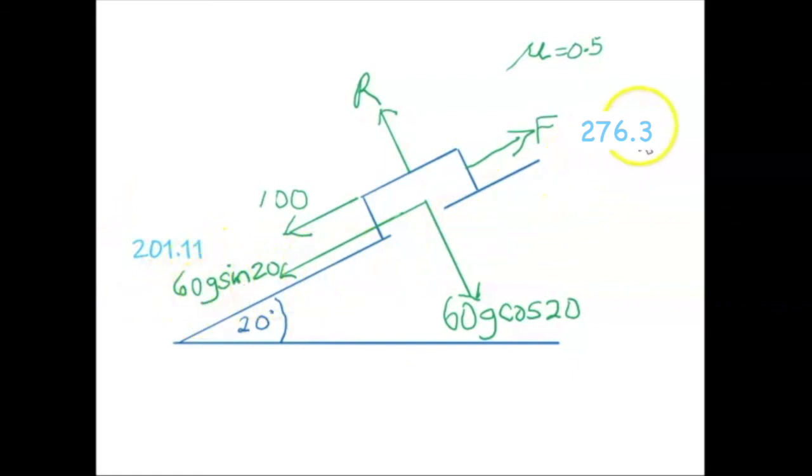If we now change this force down to 100, there would still be a 201.11 weight component, the maximum friction would be 276.3, but the 100 and the 201.11 is 301.11, which is more than the 276.3. So it would accelerate downwards and it would use the maximum friction.